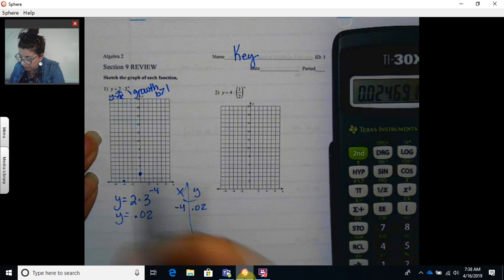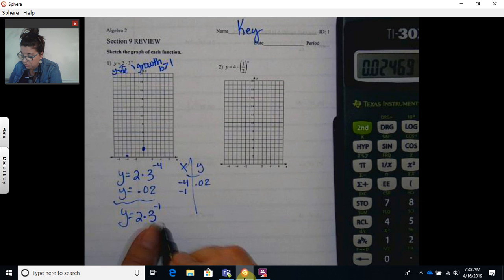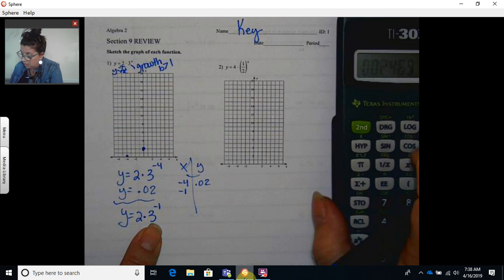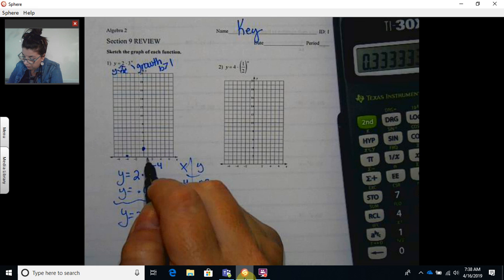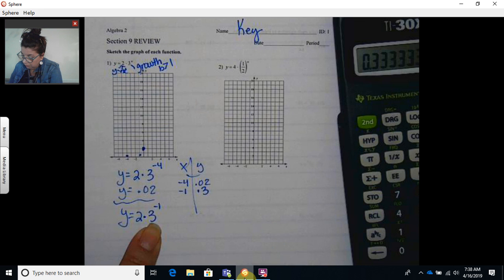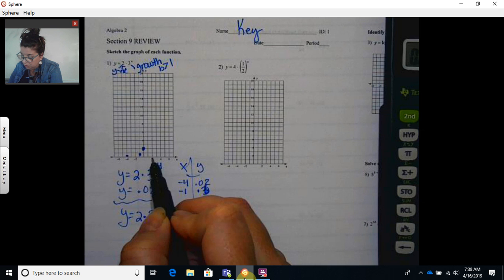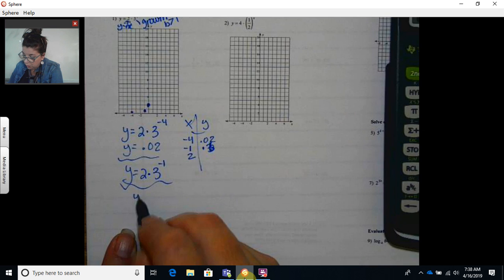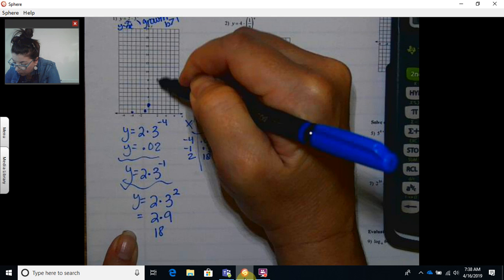Let me do -1. So y equals 2 times 3 raised to the -1. Do not do 2 times 3 first. You're going to get the wrong answer. You have to do exponents before multiplication. So 3 raised to the -1 is 0.3 repeating. Times 2, so 0.6 repeating. Now let me pick some number greater than 0. I'll do +2. So y equals 2 times 3 squared. 3 squared is 9. 2 times 9 is 18. So when x is 2, y is 18.